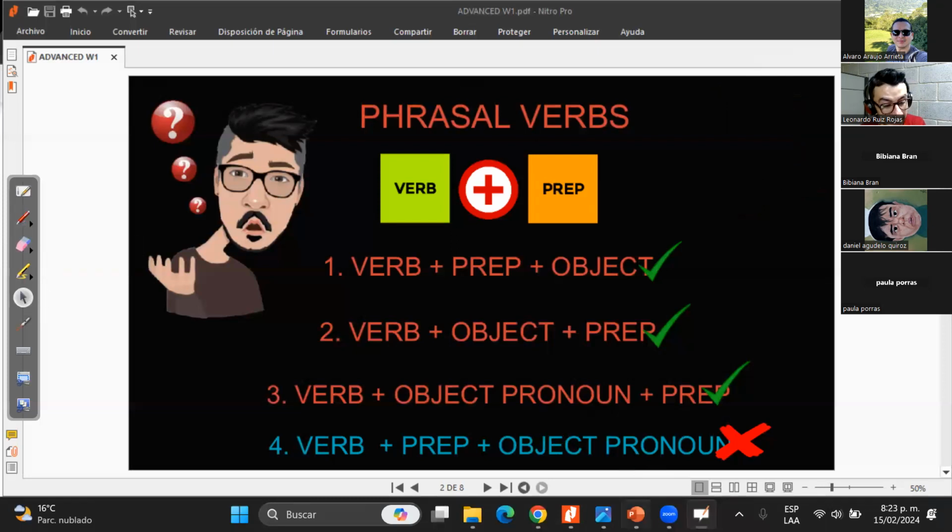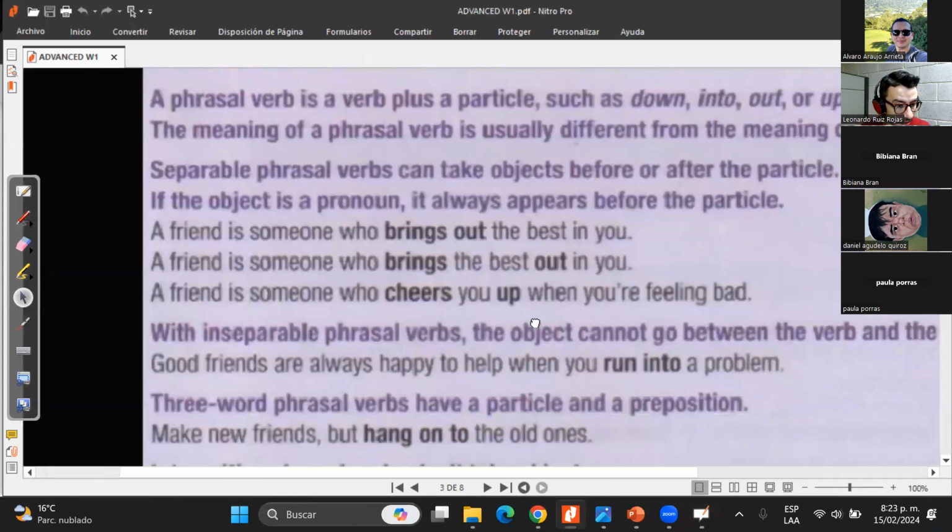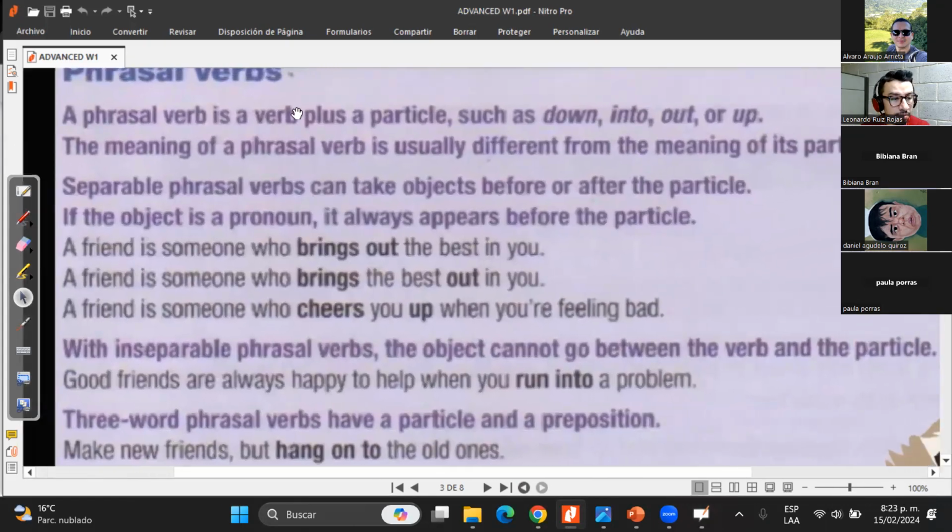Bueno, entonces, here we are going to have some examples of separable and not separable verbs. Ready? Let me just make it bigger. A ver, listo. So it says a phrasal verb. Bueno, ya saben cuál es a phrasal verb.